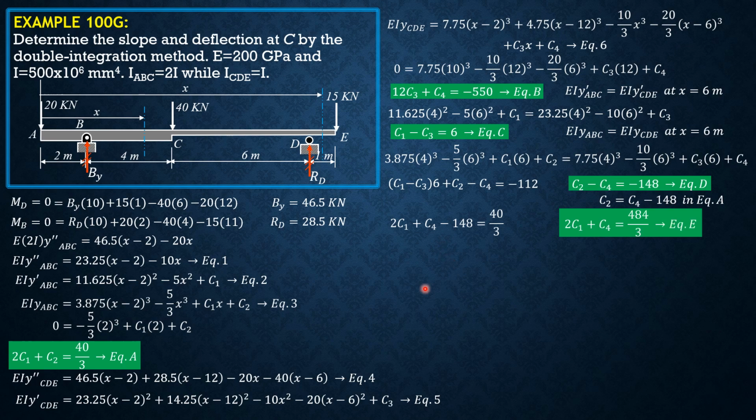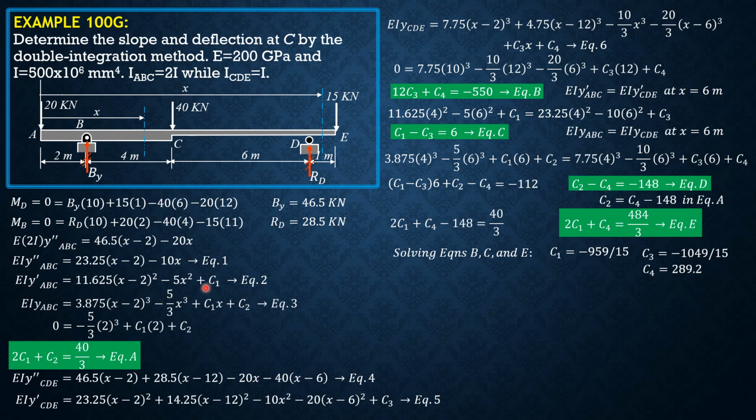Call that equation E. Then we solve equations B, C, and E simultaneously. The unknowns are c sub 1, c sub 3, and c sub 4 for these three equations. So solving simultaneously equations B, C, and E, we have c sub 1 equals negative 959/15, c sub 3 equals negative 1049/15, and c sub 4 is 289.2.